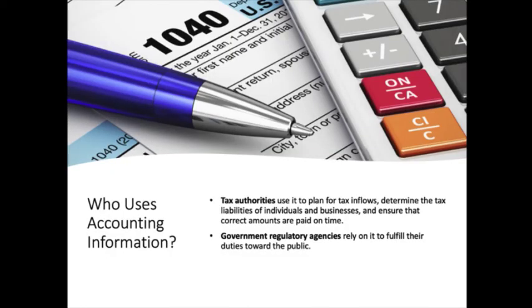Who else uses accounting information? Well, the folks who prepare our tax returns, whether our individual tax returns or corporate tax returns. So you see there the first bullet point. Tax authorities use accounting information to plan for tax revenue or inflows, determine tax liabilities for individuals and businesses, and ensure that correct amounts are paid on time. Who are we talking about? Here in the state of California, we're talking, of course, about the Franchise Tax Board for state taxes and the Internal Revenue Service for federal taxes.